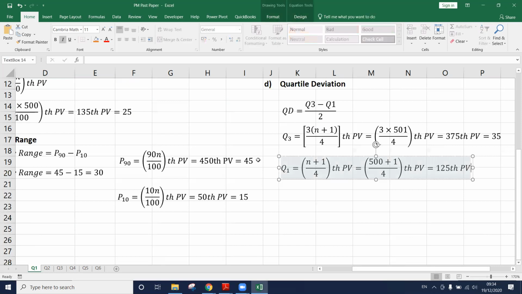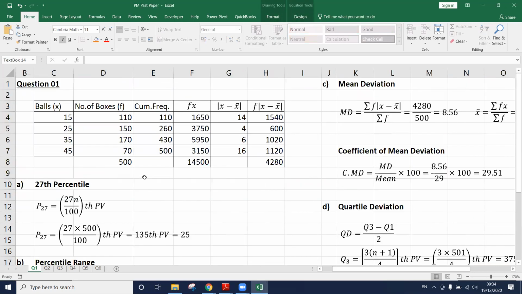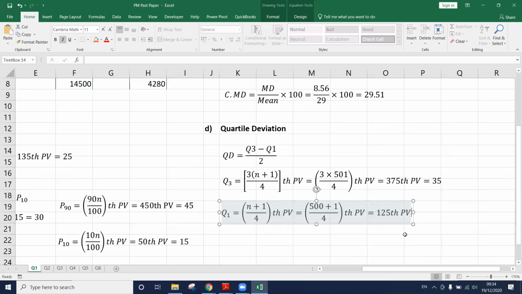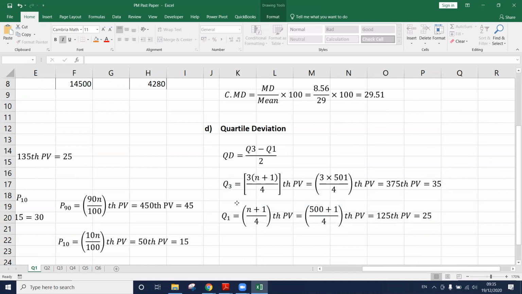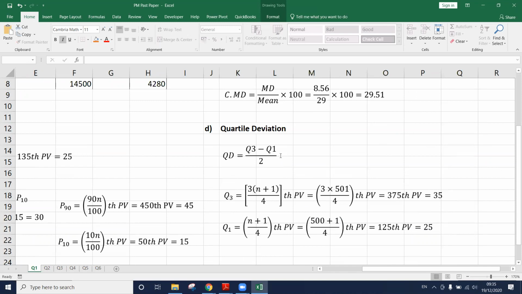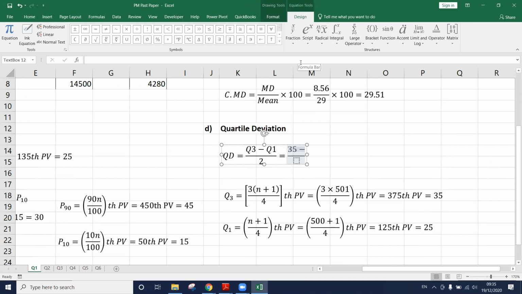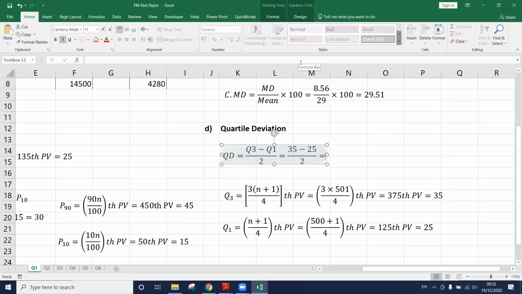Here the 125th value should be 25. So here, Q3 value we have found is 35. Q1 value is 25 over 2. Therefore, the quartile deviation should be 10 over 2, 5. Right? So this is for 20 marks.